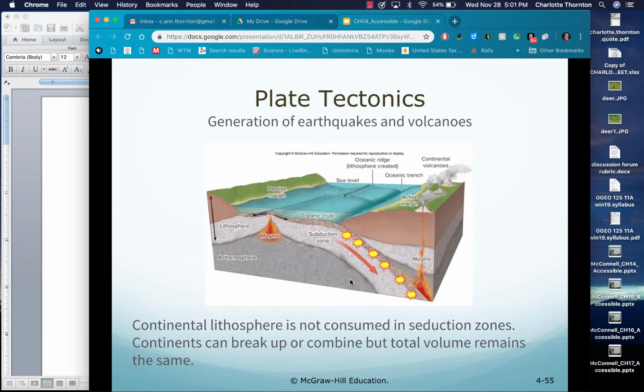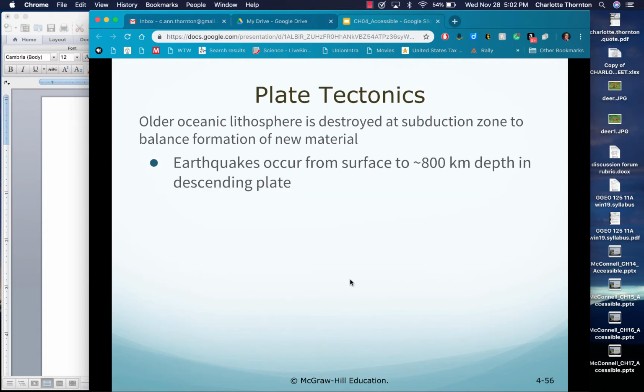The continental lithosphere is not consumed in subduction zones. Continents can break up or combine, but the total volume remains the same. It can't just disappear. The older lithosphere is destroyed at subduction zones to balance the formation of new material.